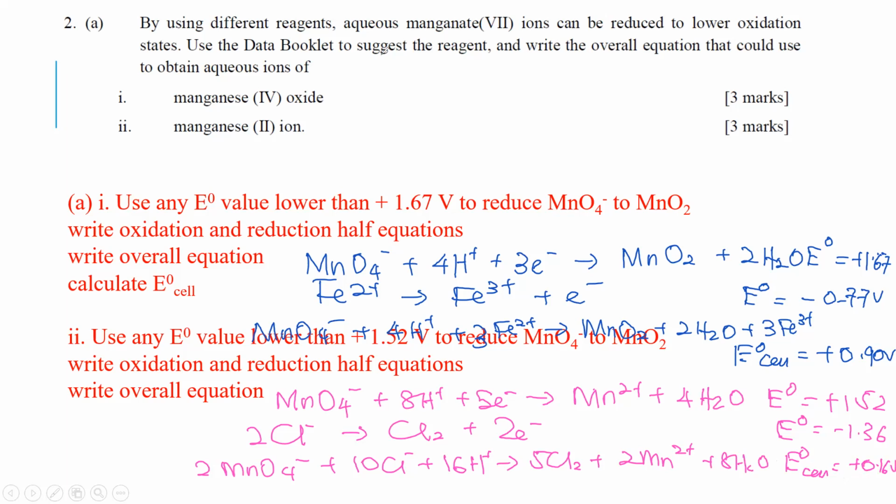The E cell in here. So these are the examples of the equations that you can propose. Of course, you can use any other equations that are appropriate to show how the MnO4 minus is reduced to the respective ions in here. Okay, so that is how you are going to do number 2A.